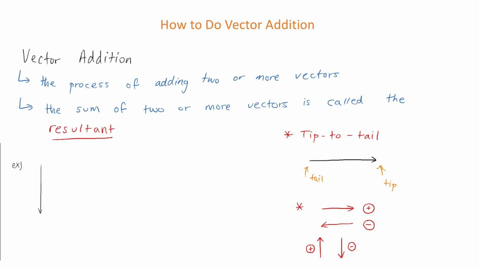Here we have two vectors. One is directed straight down and has a magnitude of 10 units, and the other is directed straight up and has a magnitude of 8 units. And I want you to add them together.